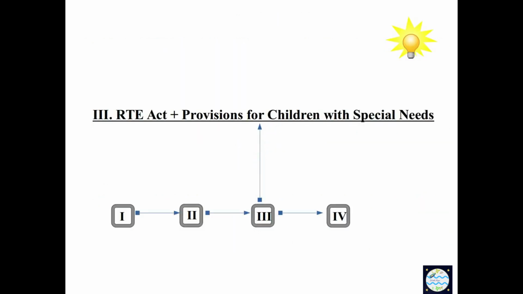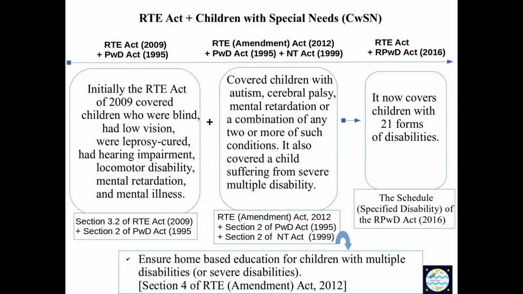In this part of the presentation, we will specifically learn about the provisions for children with special needs. Specific provisions for children with special needs were incorporated into the RTE Act by attaching provisions mentioned in the Persons with Disabilities Act of 1995, also known as the PWD Act of 1995, and the National Trust for Welfare of Persons with Autism, Cerebral Palsy, Mental Retardation and Multiple Disabilities Act of 1999, also known as the NT Act of 1999.